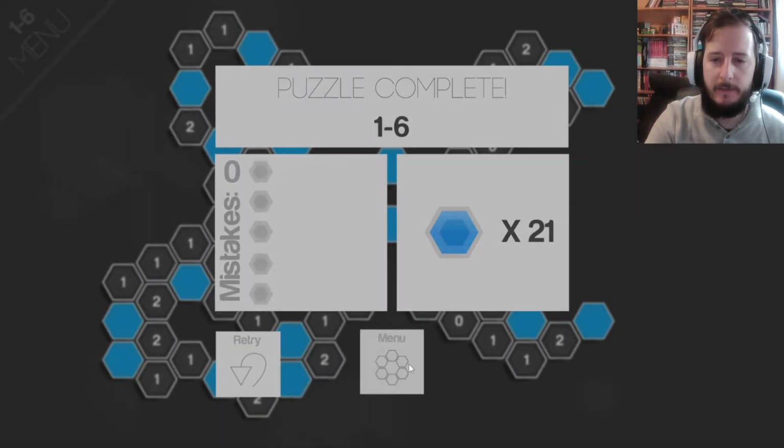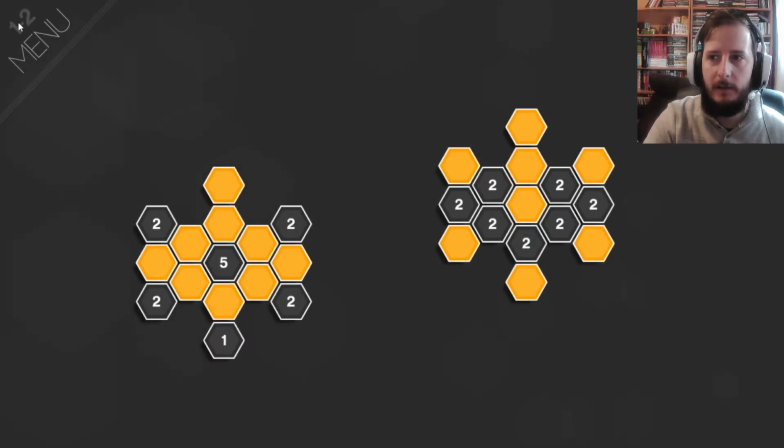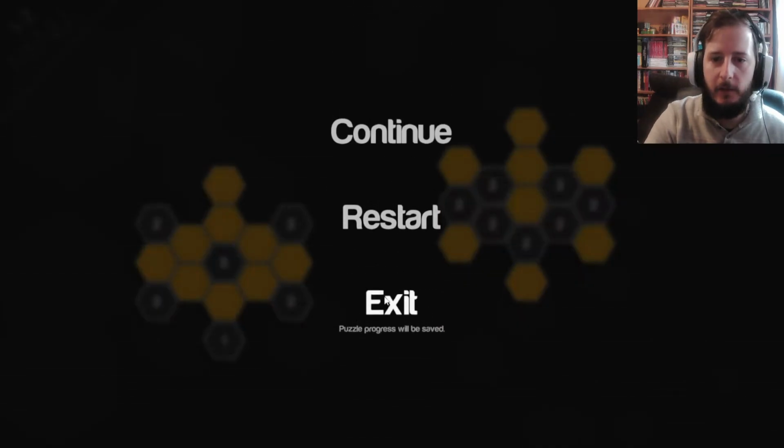We did it. We did all 6 of those little ones. We got a flipping achievement for it as well. What does this in the middle mean? Does this mean how many hexagons we need to unlock? Yeah. I don't know which ones of these I did without making a mistake, because I definitely did do some mistakes. Let's assume that's not important.